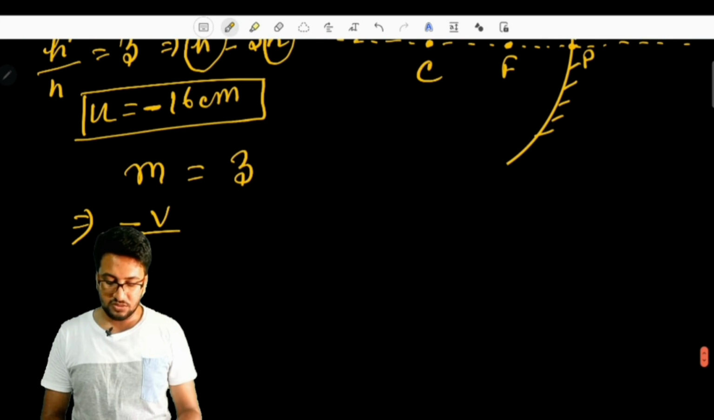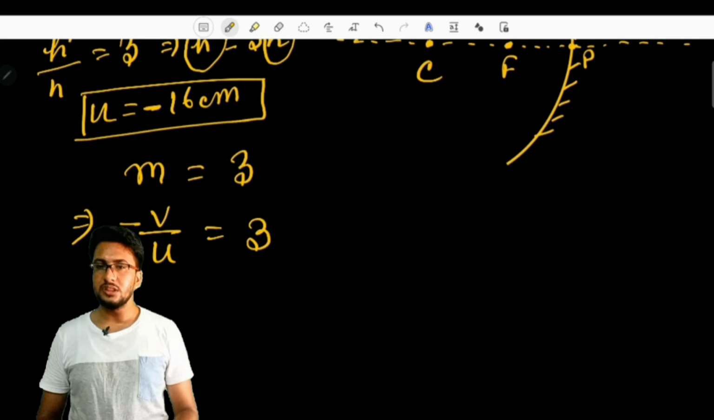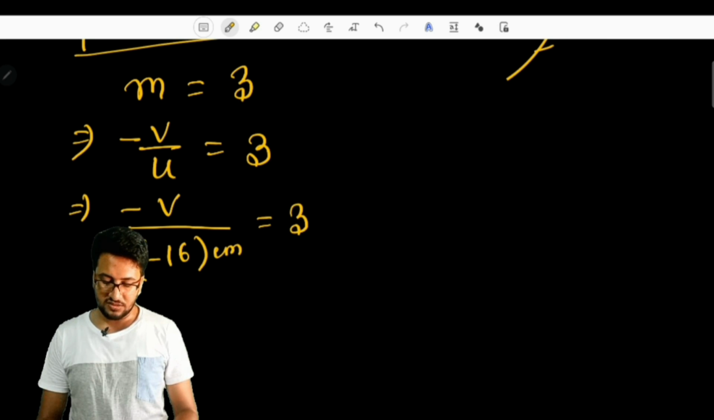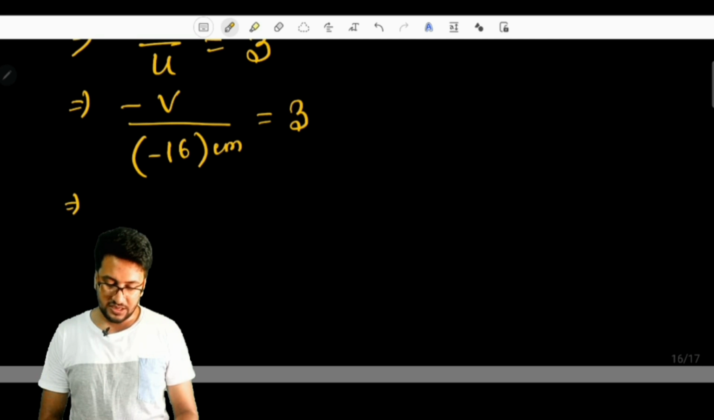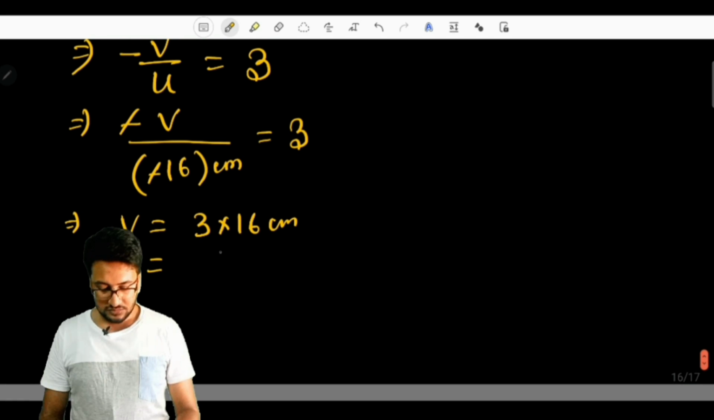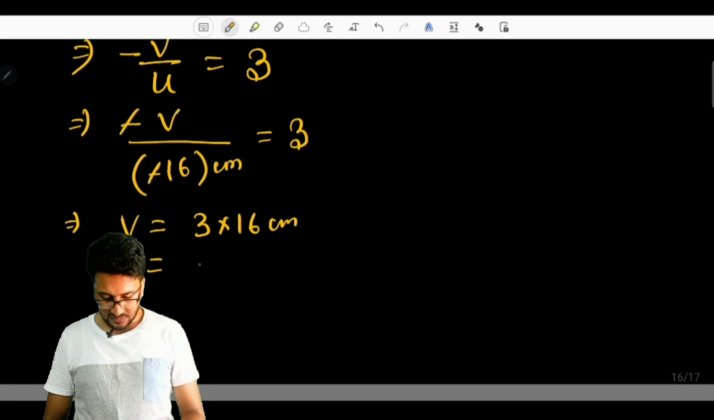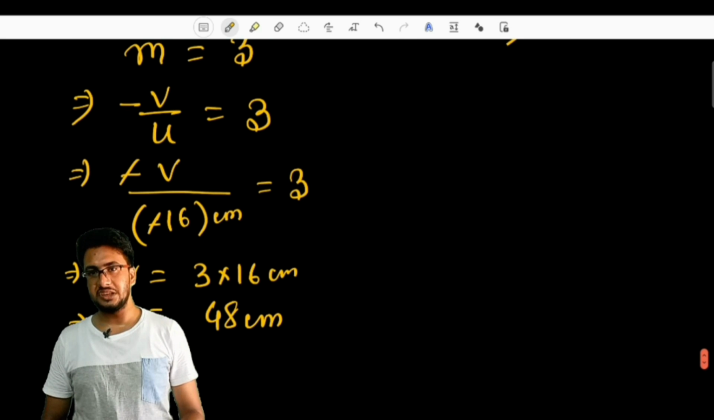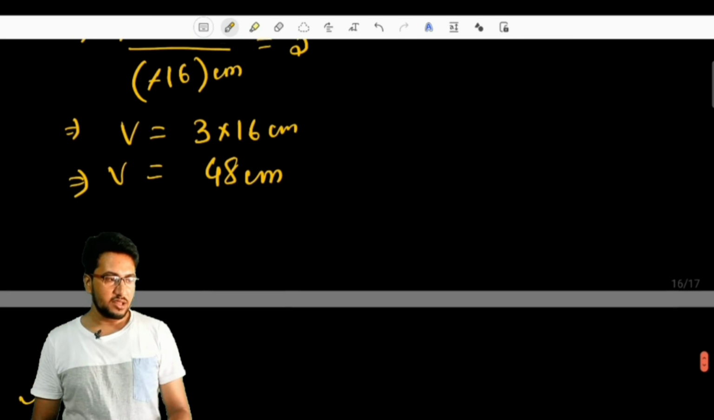So magnification is equal to minus v by u, which is equal to 3. If we place u as per sign convention, this is 16 centimeter, and this is 3. Here the minus will get cancelled, and v is equal to 3 into 16 centimeter, which is 48 centimeter. We have found only the magnitude of the image distance. The magnitude of the image distance is found as 48 centimeter in this case.